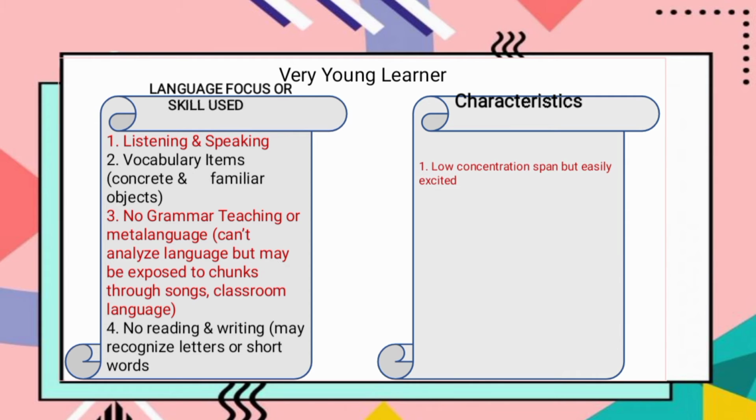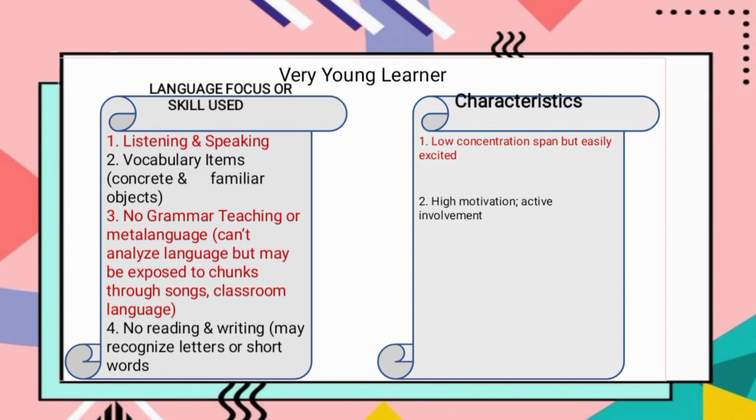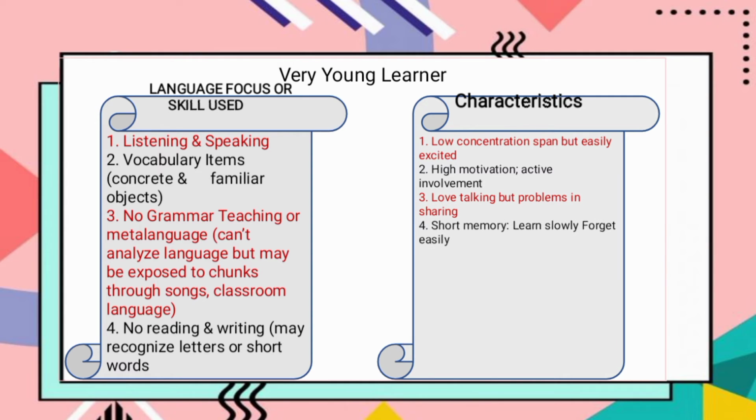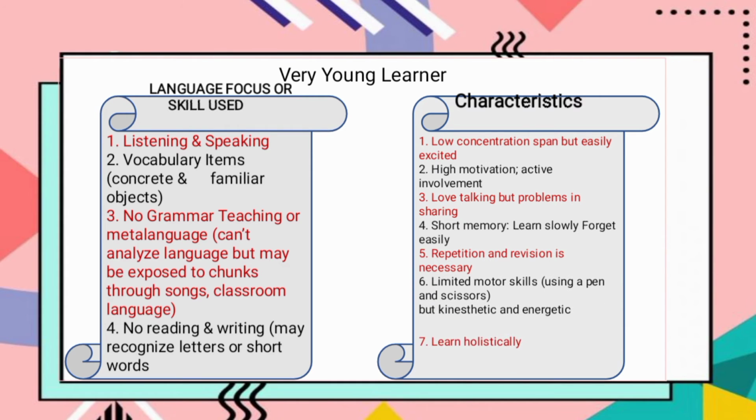And the characteristics: first, low concentration span but easily excited, high motivation, active involvement, love talking but problems in sharing, short memory, learn slowly, forget easily, so repetition and revision are needed.